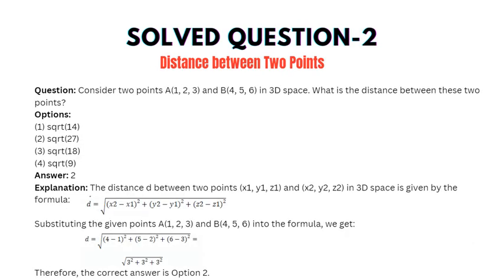Question 2 is: consider two points A and B in 3D space. What is the distance between these two points? Use the formula for distance between two points and substitute the given values. Option 2 is correct.